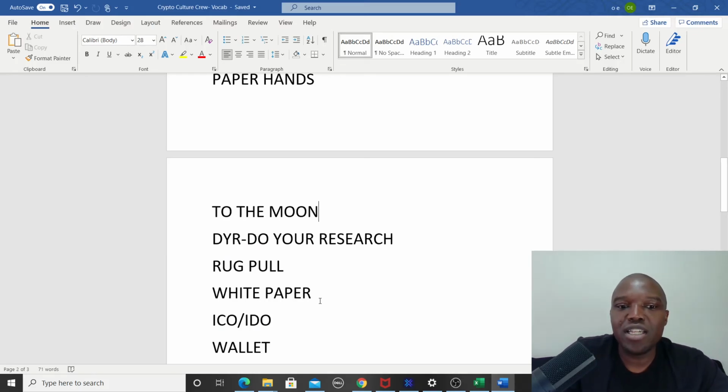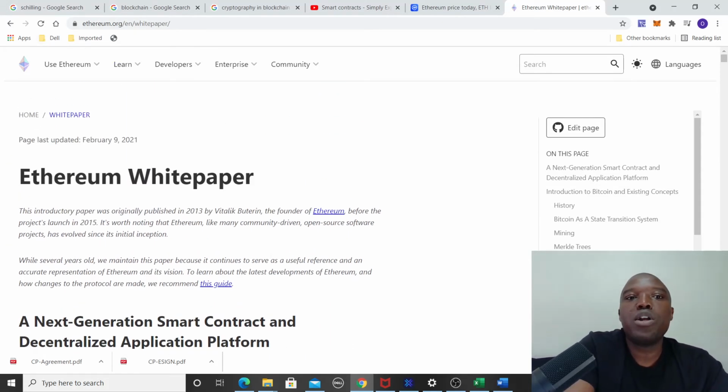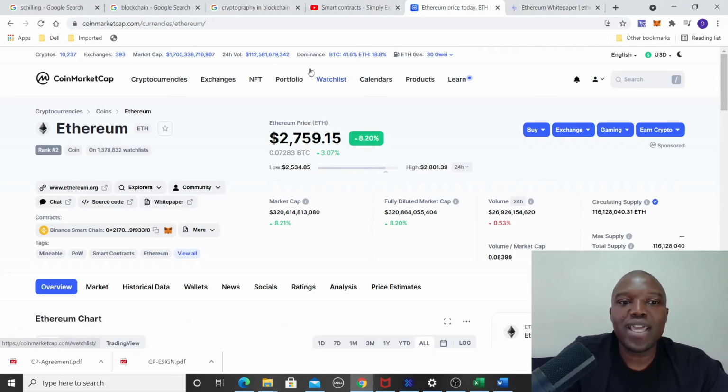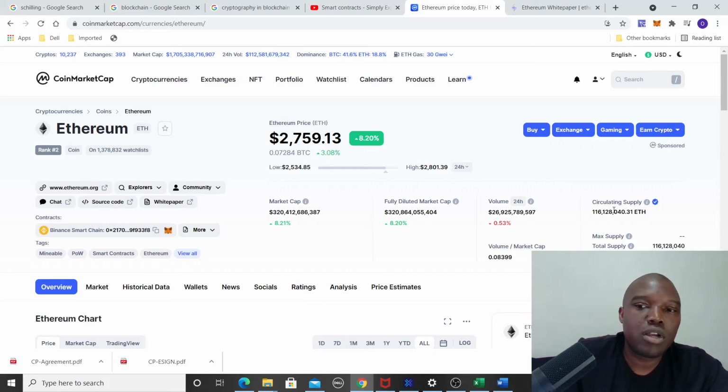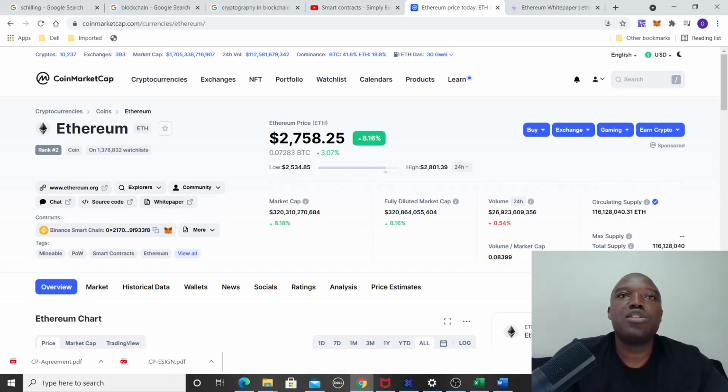Next, ICO, IDO. An ICO is an initial coin offering, or initial digital offering. Basically, what they're doing is giving out or selling a certain amount of coins at a given time. Every project has a different method of how they're going to release their coins or tokens to the public. If you look here, you see circulating supply, and this is telling you how many coins are actually out there. What you've got to be really mindful of is that certain projects don't release all their coins at one time.